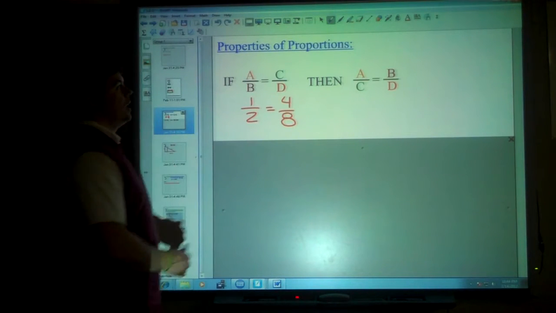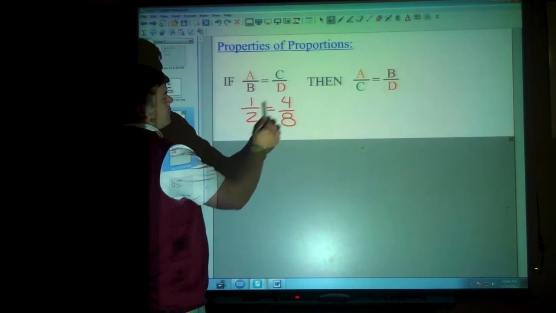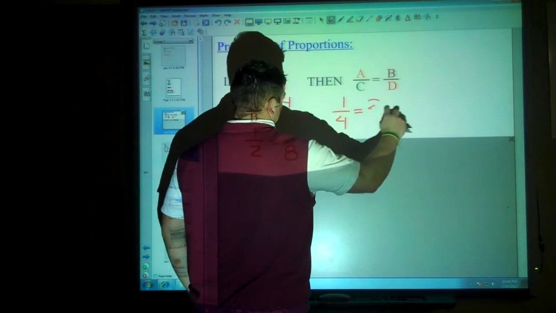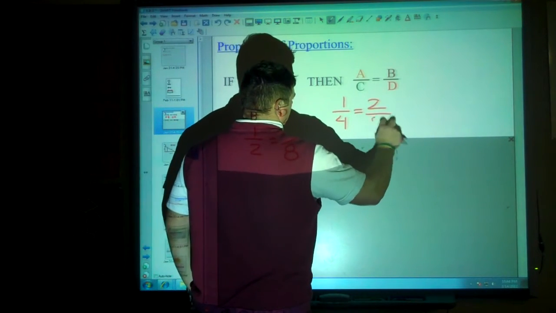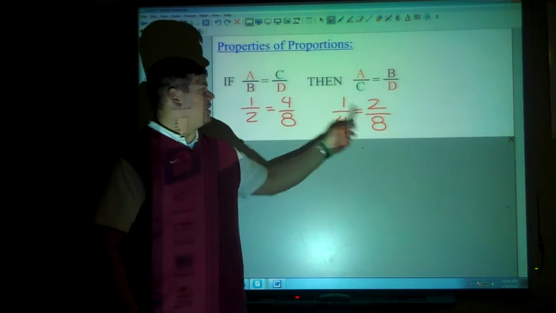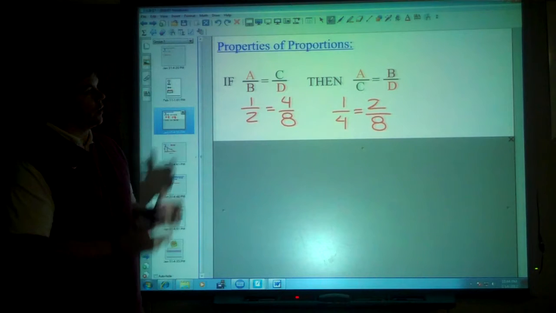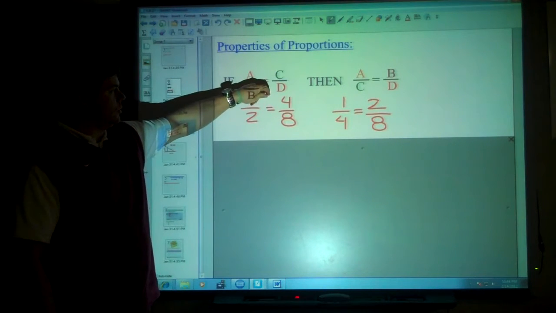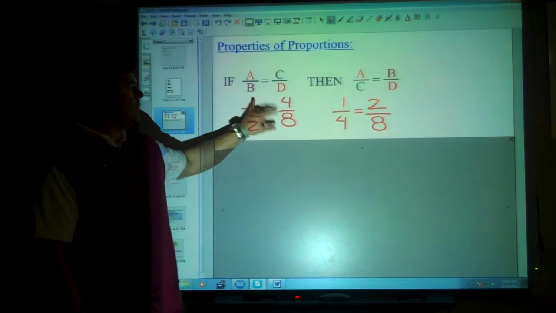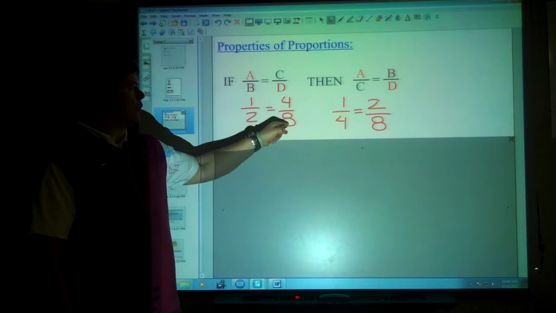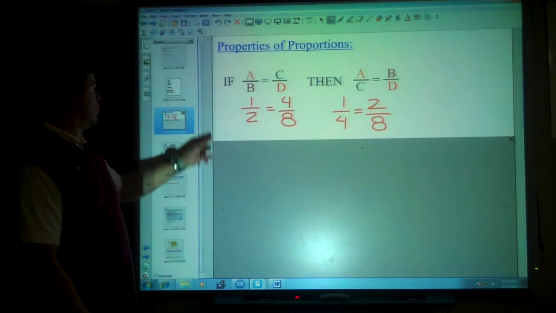Now, according to this property, I can swap the 4 and the 2, and I would get 1 over 4 is the same as 2 over 8. And that is true. 2/8 is the same as 1/4. So that proves that the property works. So if you have a fraction, these are interchangeable, right? As with the 1 and the 8, they would also be interchangeable. If you put 8 over 2, you're going to get 4 over 1. 8 over 2 is the same as 4 over 1.